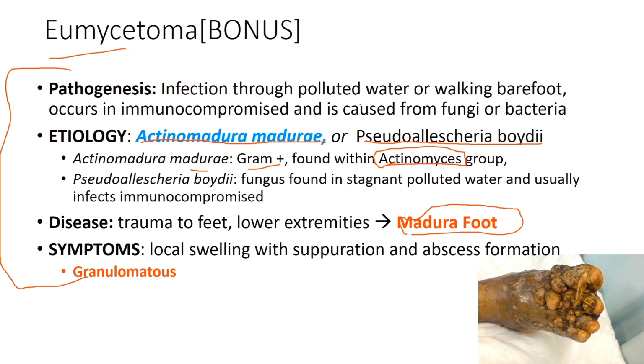Pretty much you get it from polluted water and walking around barefoot. It usually infects immunocompromised patients, so you've got to be careful with those. You have local swelling with pruritus and suppuration, and it forms abscesses and is very granulomatous, and it's really, really disgusting. So I just want you to be able to recognize that, as it comes up again in term 5 when you have your infectious disease. It's not super common, but Actinomadura madurae causes Madura foot, which is granulomas of the feet. So be looking for that one.